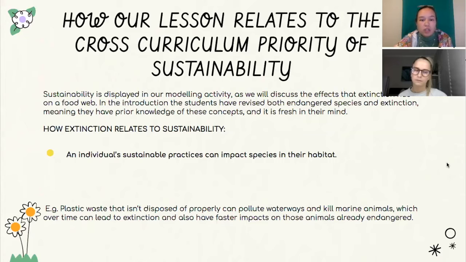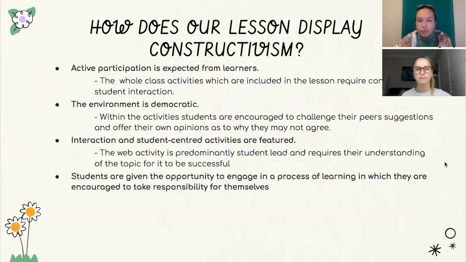An individual's sustainable practice can impact species in their habitat. For example, plastic waste that isn't disposed of properly can pollute waterways and can kill marine animals, which over time can lead to extinction and also have faster impacts on those animals already endangered.